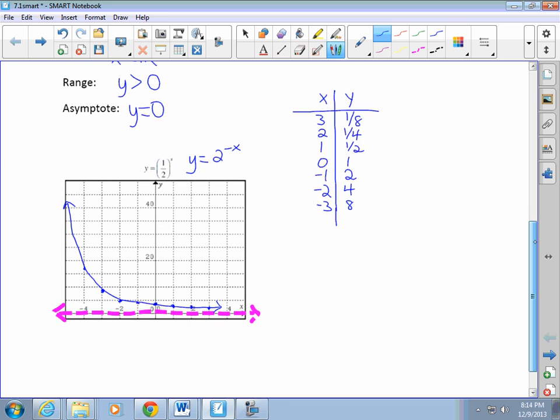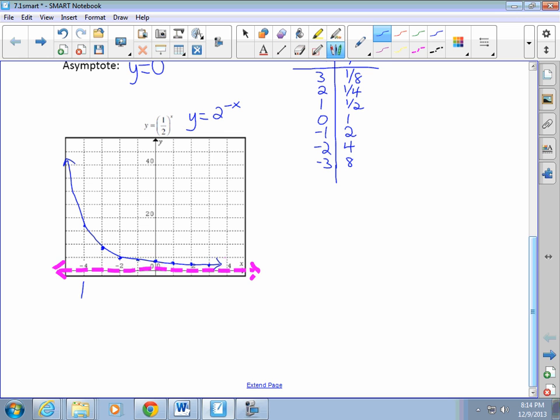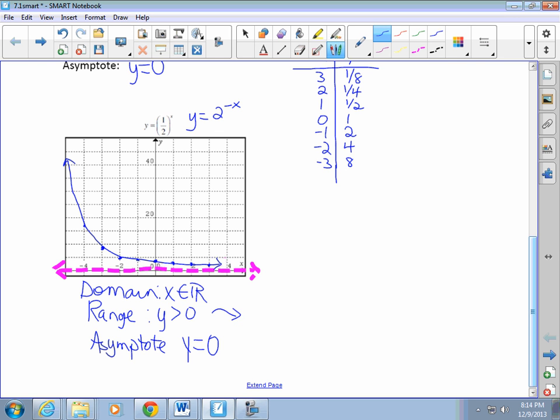So if I look at my, oh, that didn't copy on here, my domain, I still have x as an element of real numbers. My range is still y is greater than 0, but not touching it, and my asymptote is just y is equal to 0. So same thing. Sometimes in the answer book it might write your range as y such that y is greater than 0, and then it'll say y is an element of real numbers.